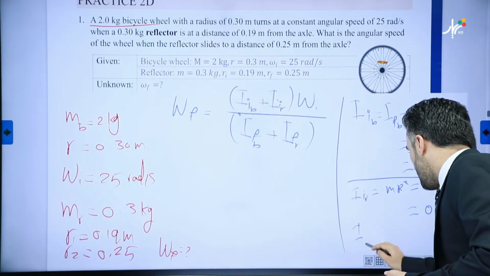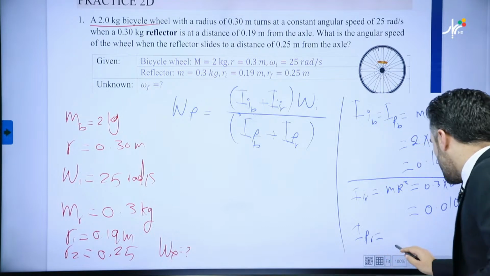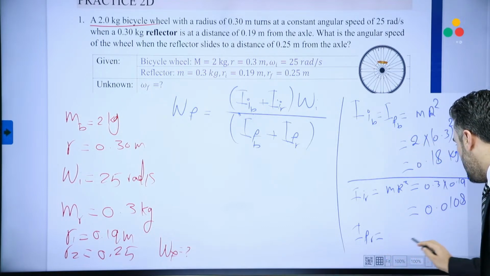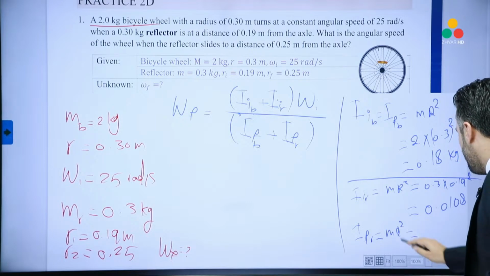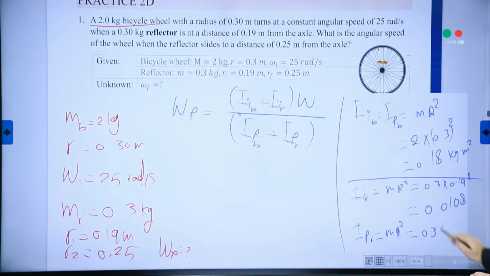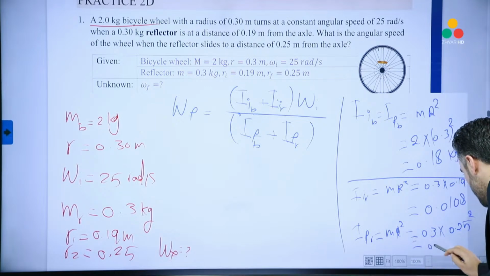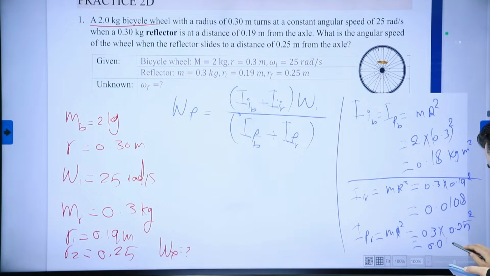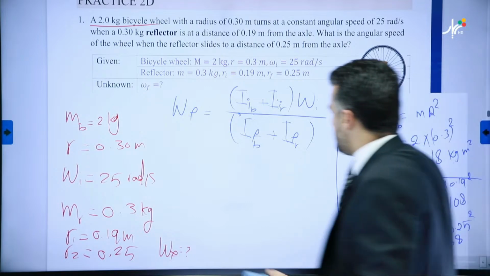What about the final moment of inertia of the reflector? Because the radius will change, the mass is still the same. So mr squared: 0.3 multiplied by the second radius, which is 0.25 squared. So 0.3 multiplied by 0.25 squared, of course the answer will be 0.0188. Of course, we're going to use some roundings here. Now all you need is to plug these numbers into the equation.